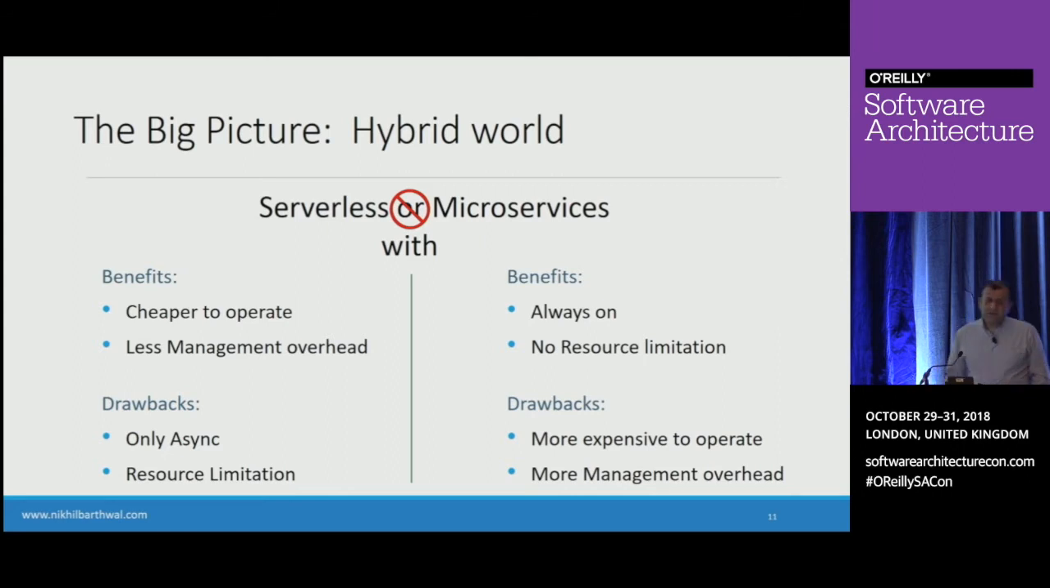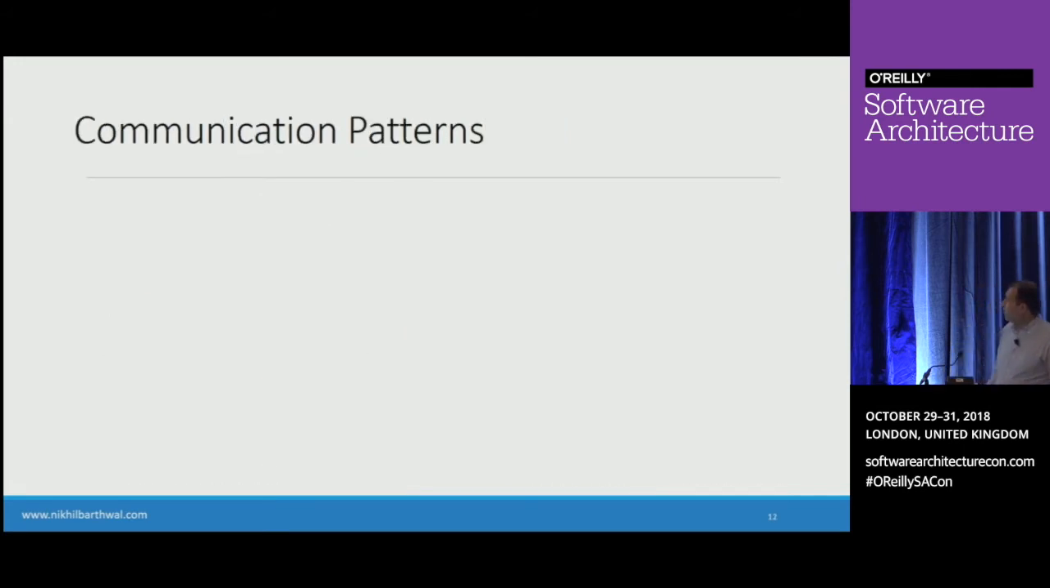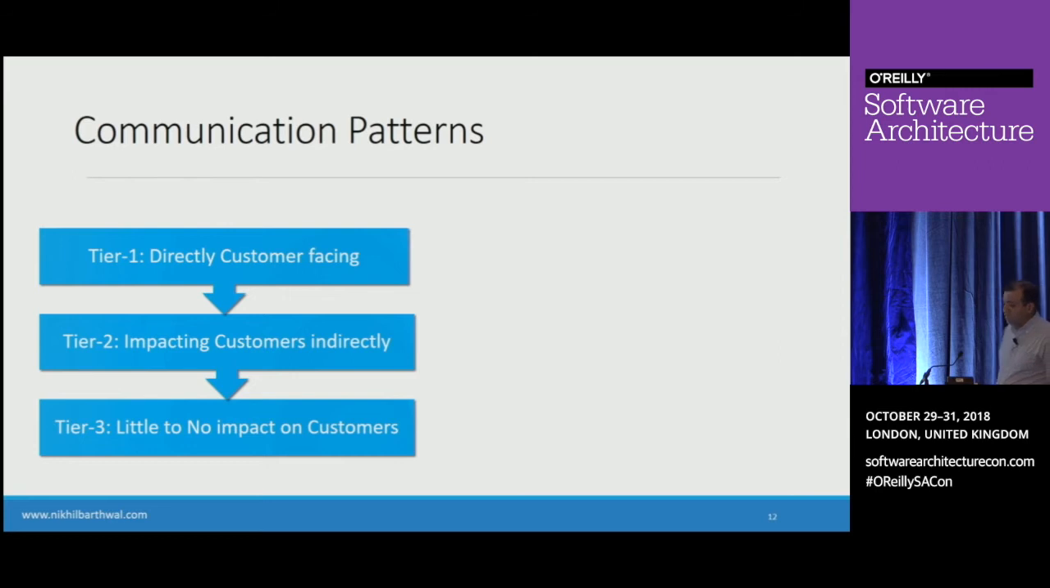So what are the kinds of services that make more sense for serverless, and what are the things that make more sense for microservices? Let's look at some communication patterns that we have. I like to divide the system into 3 tiers, right? Tier 1 is something that is customer facing. Tier 2 is something that impacts the customer indirectly, and tier 3 has little to no impact on customers in the system. And you can basically divide your services into one of the 3 buckets.